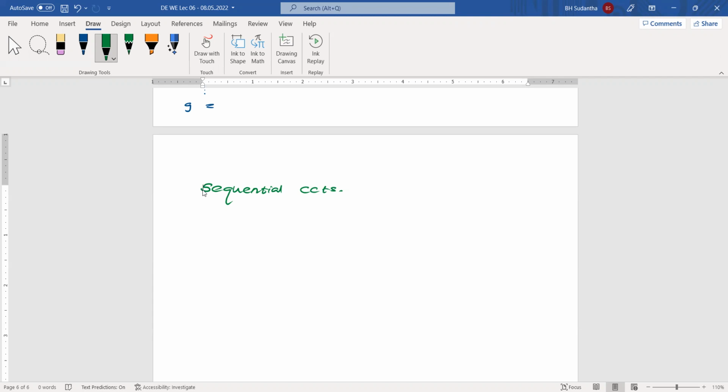Okay. Then what do you think about them? Have you seen memories in our problems, in our designs? No. Memories are the most important type of devices in digital circuits. But with combinational circuits, we can't make memories. Instead, we need sequential circuits to make memories.